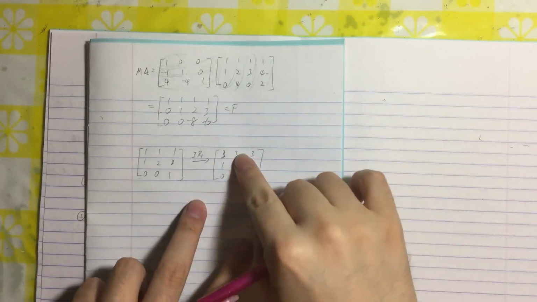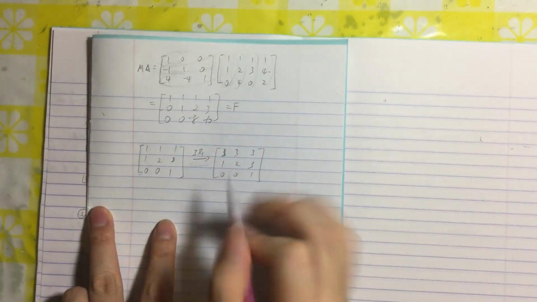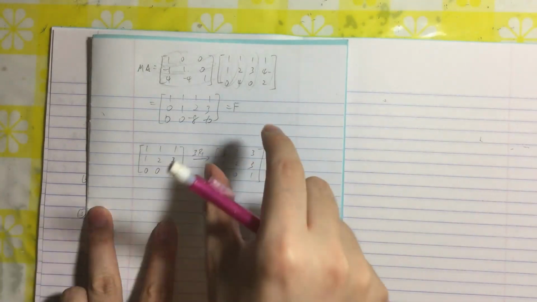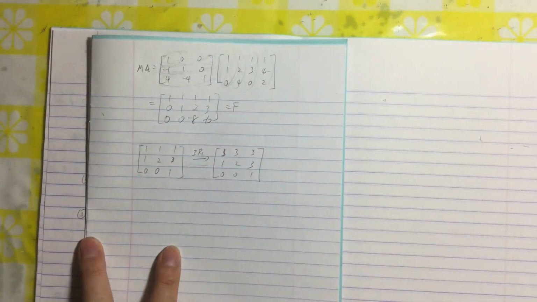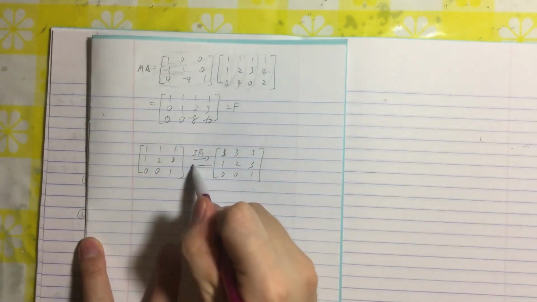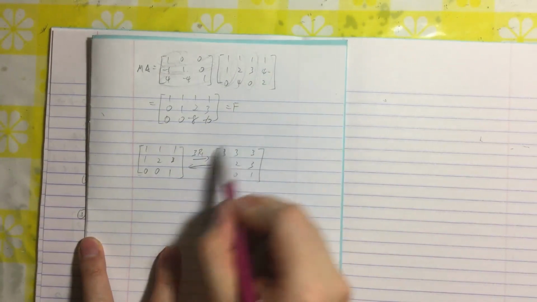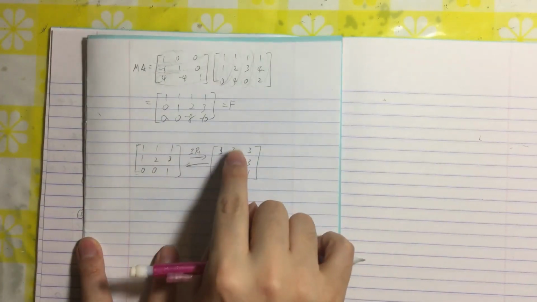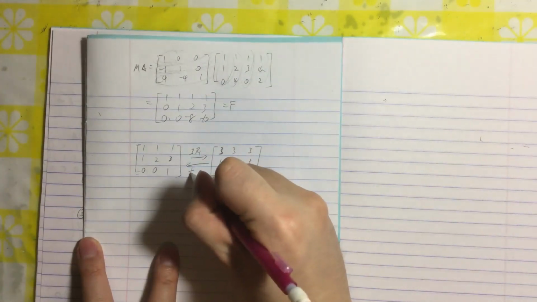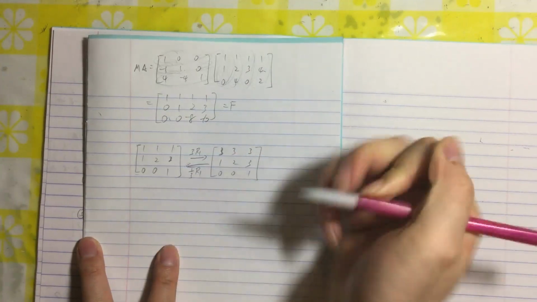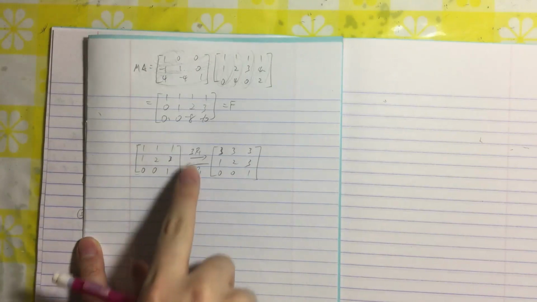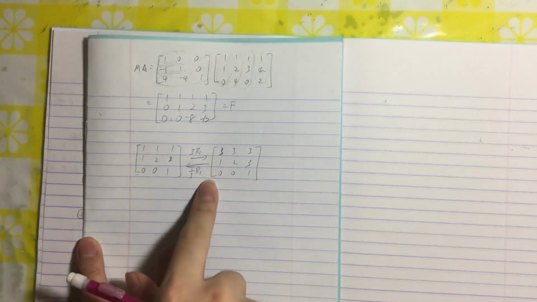Now, based on this matrix, how do I go back? What operation should I use to go from this matrix back to the original matrix? That's the inverse operation. I can divide the first row by 3 to go back. Dividing by 3 means multiplying by 1/3. If I multiply the first row by 1/3, I go back. So the opposite operation of 3 times row 1 is 1/3 times row 1.